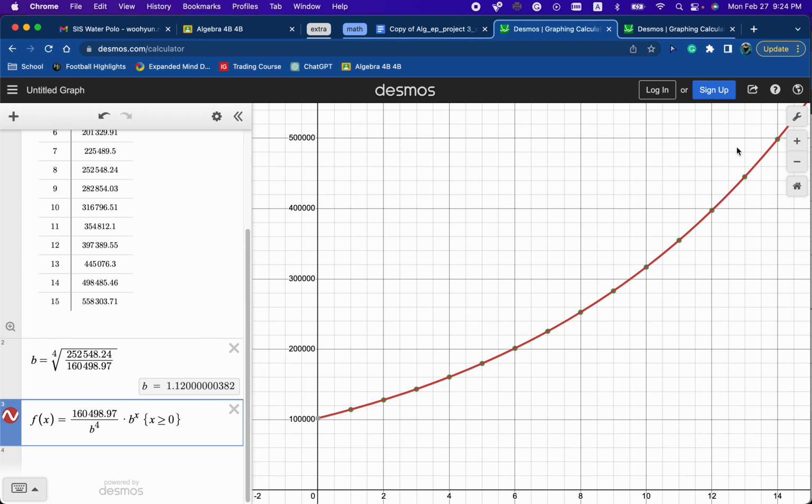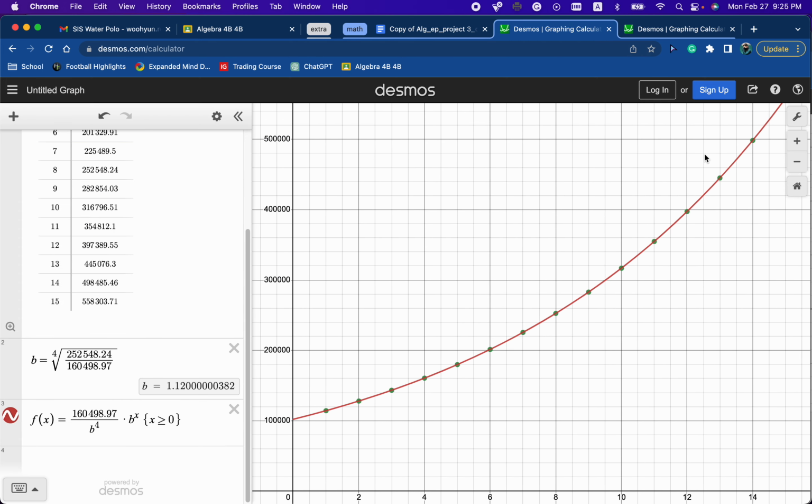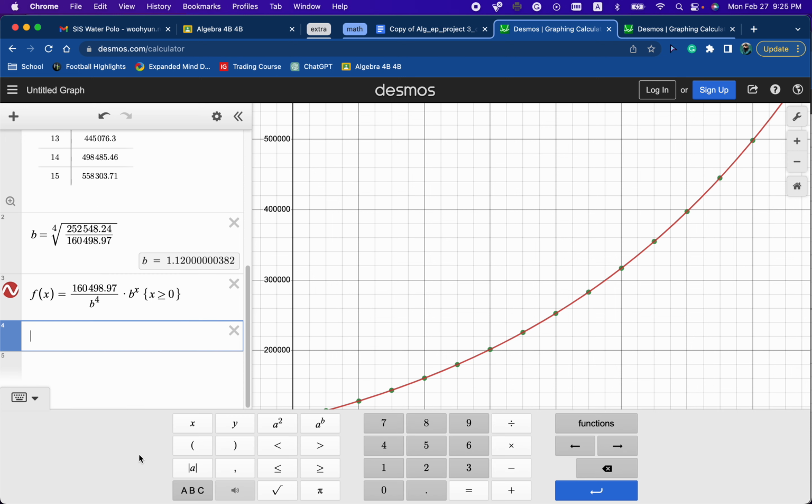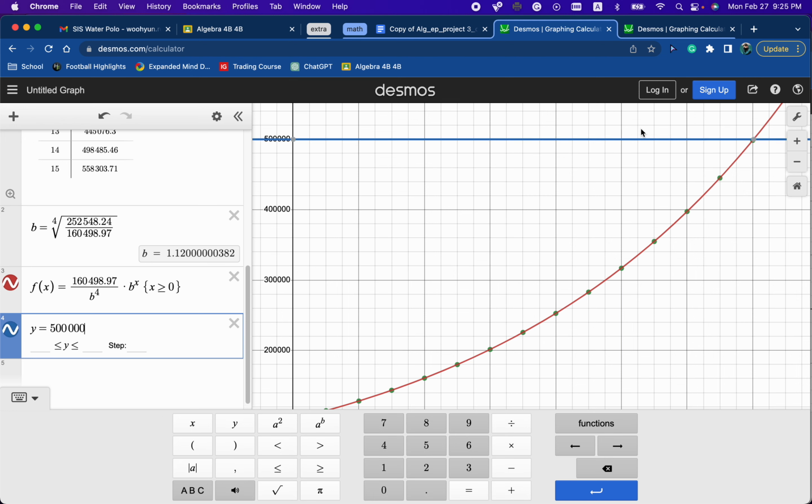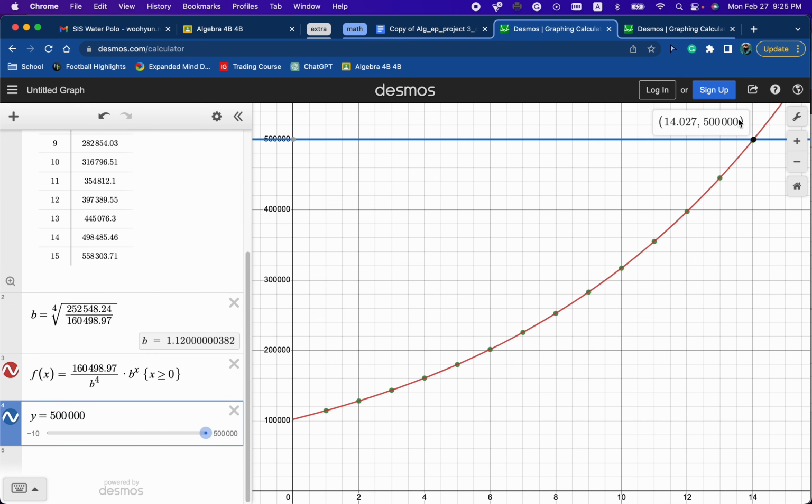Now we have to see when her graph is going to cross $500,000. For me, a simple way to do it is by creating a line that goes through the value of y equals $500,000, so we can see exactly where the graph intersects $500,000. It says 14.027, which is approximately going to be about 14 years.